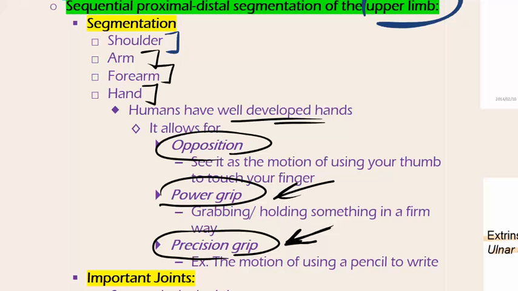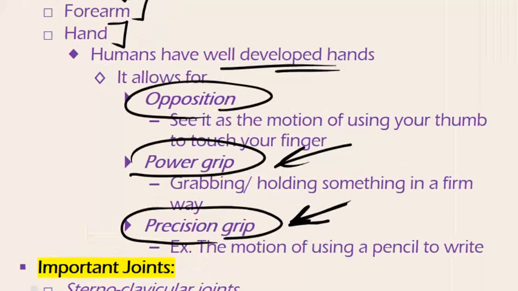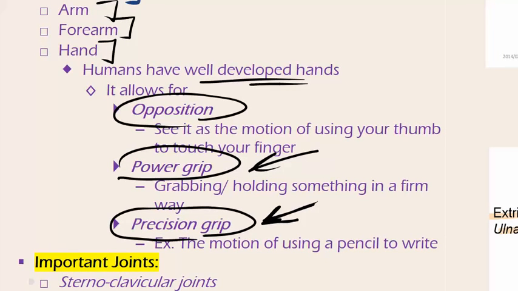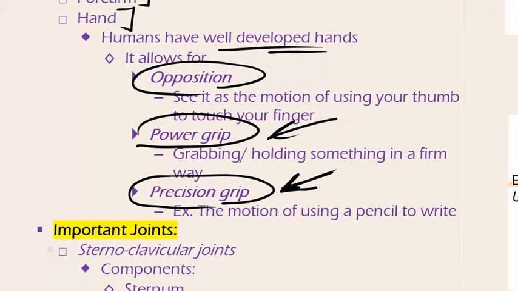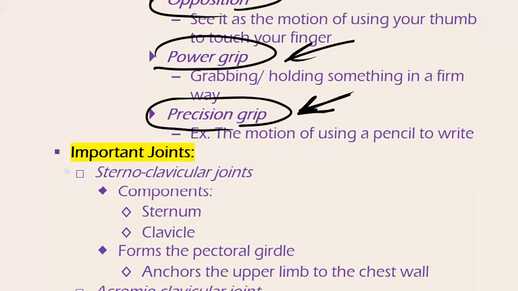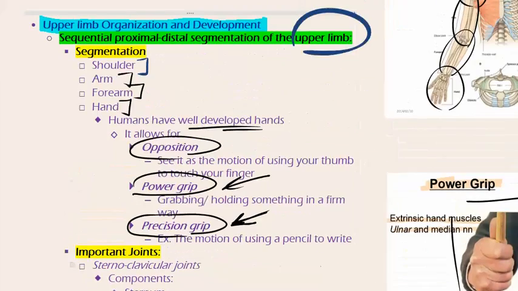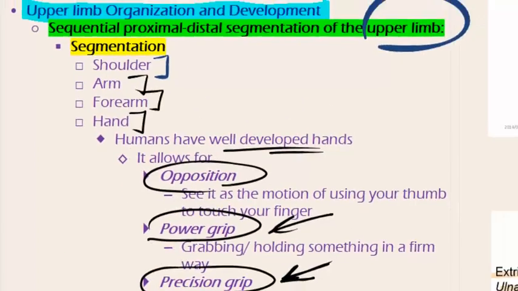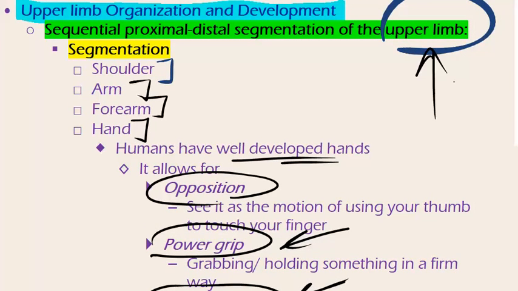And then you guys already know what the hand is, but specifically when you're talking about the hands, there are different motions or movements that we have developed as humans. So that's opposition, power grip, and precision grip. The power grip we can see in the monkeys, and the precision grip is more so specific to humans, right? All right, so I just showed you guys the segmentation, right? And again, we're focusing on the upper limb, right?